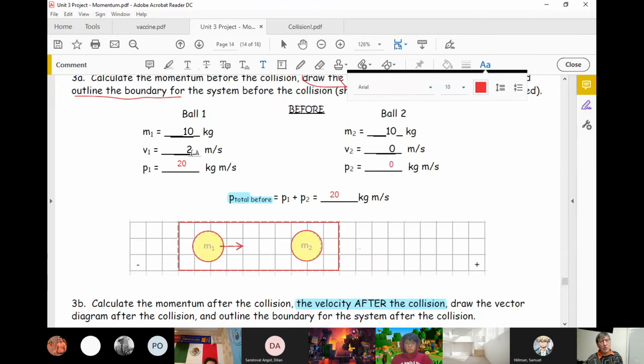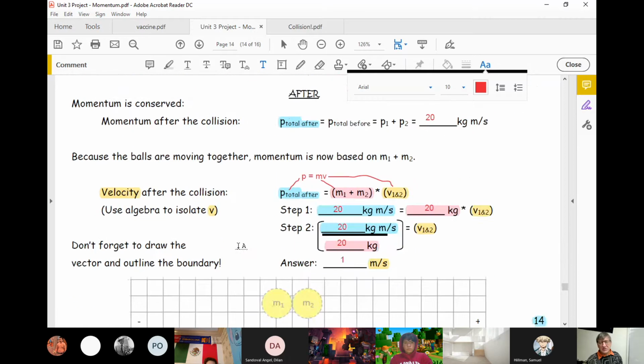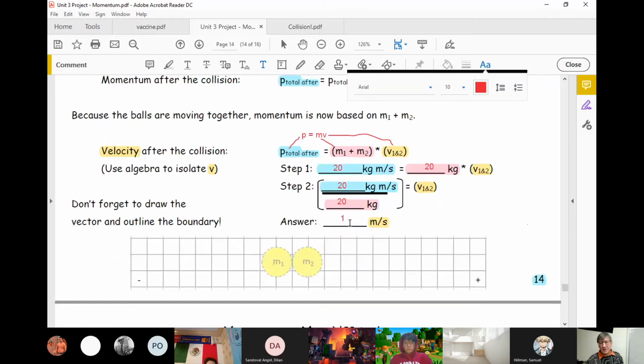Before the collision, ball 1 was moving at 2 meters per second, and the second ball wasn't moving at all. After the collision, they stuck together and kept rolling at 1 meter per second. Does that make sense that they would have slowed down when they have more mass to move? I think that answer does make sense.